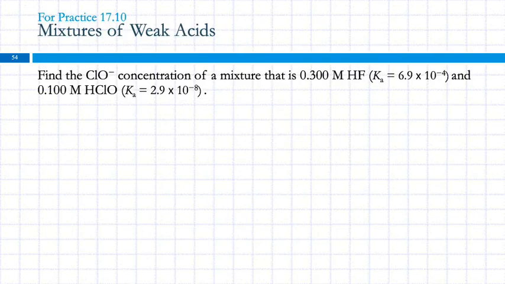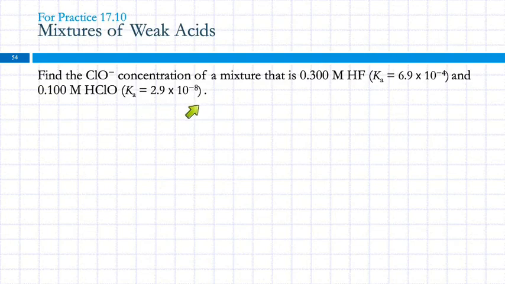So find the hypochlorite ion concentration of a mixture that's 0.3 molar HF and 0.1 molar HClO. So here we have 2 weak acids. This one has a Ka of 6.9 times 10 to the minus 4. This one has a Ka of 2.9 times 10 to the minus 8. Which one is stronger? Which one has a larger Ka, HF or hypochlorous acid?